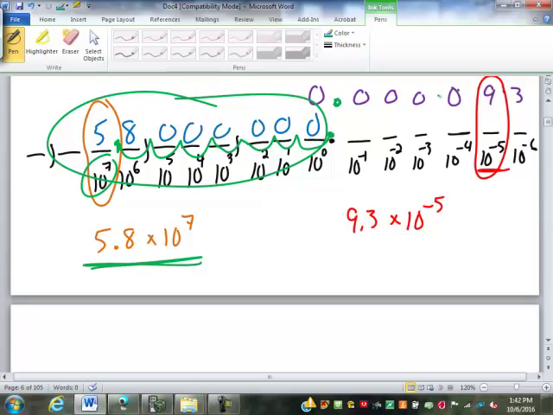Same here. Decimal point started here, and we're moving it to here after the 9. It went 1, 2, 3, 4, 5 spots. That's where the 5 came from in our power. But we know it's negative because the negative powered place values are the small numbers after the decimal point.